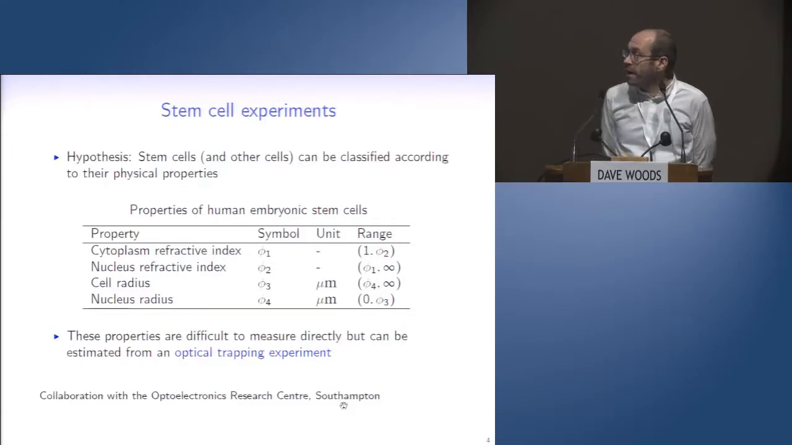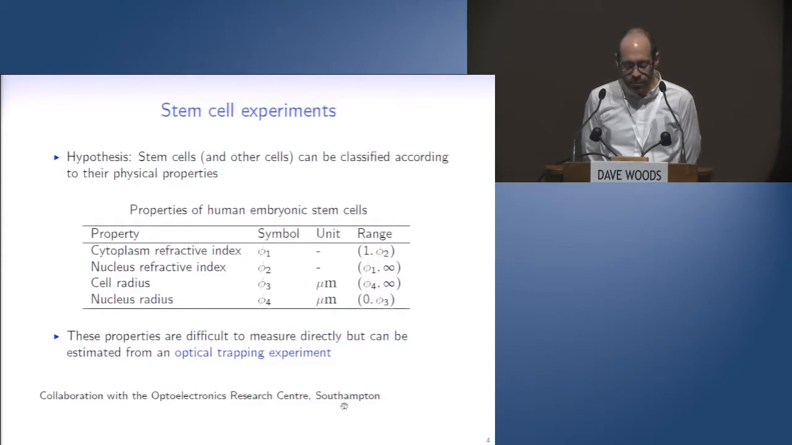So the example we're going to look at involves stem cells and how we can estimate their physical properties. The underlying scientific hypothesis is that stem cells can be classified into different groups according to their physical properties. For example, these groups could correspond to the therapeutic advantages that different types of stem cell have. The physical properties we're interested in, listed here, are the refractive indices of the cytoplasm and the nucleus, and the radius of the cell and the nucleus. It turns out these properties aren't necessarily that easy to measure directly.